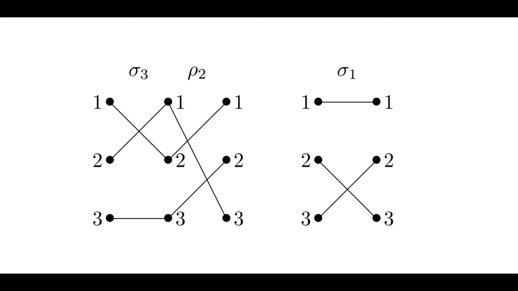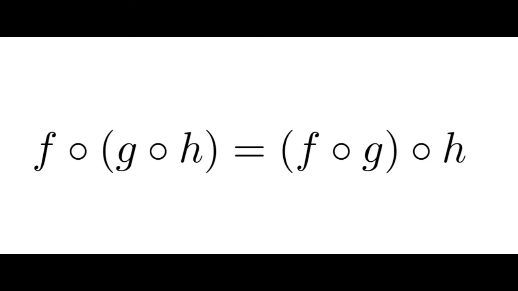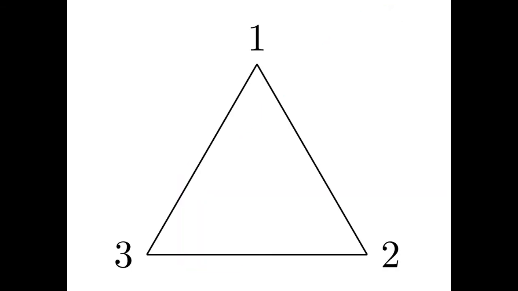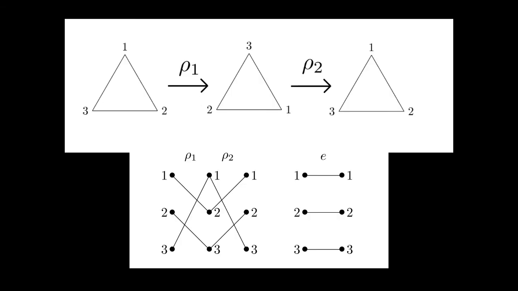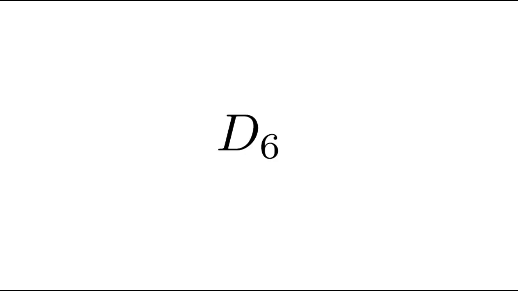Let's see if this checks the rules. Is it associative? Yes, because function composition is always associative. Is there an identity? Yes, the do-nothing transformation, where we neglect the needs of the triangle at the expense of its mental health. Are there inverses? Well, if we rotate 120 degrees, then rotate 240 degrees, we get the original triangle. The same as doing nothing, and vice versa if we start with the other rotation. Also, if we flip along a line of symmetry, we could just flip again to get back to where we started. This entire structure is called D6, or the dihedral group of order 6.